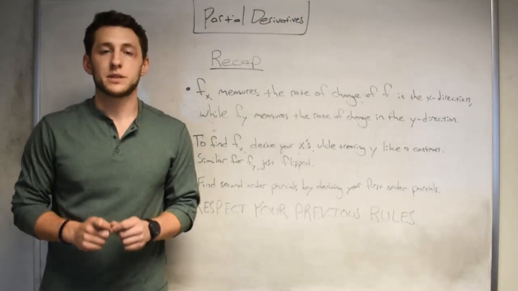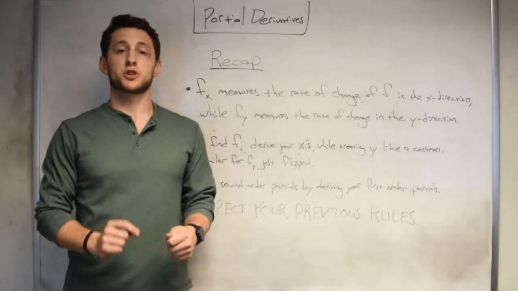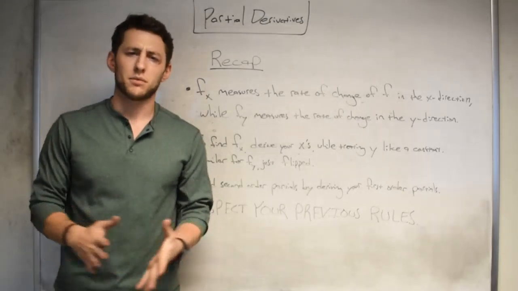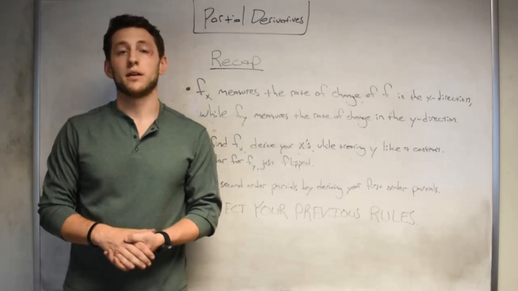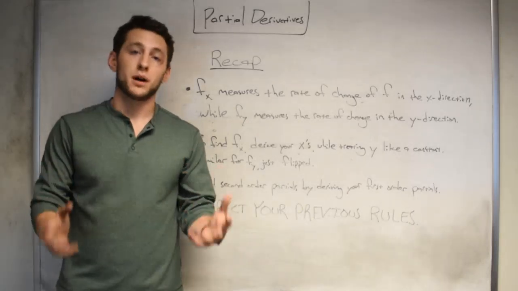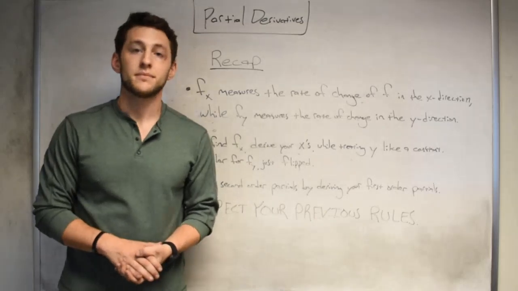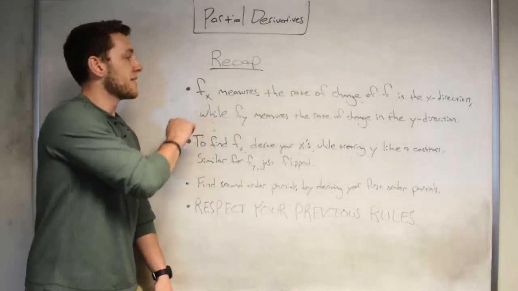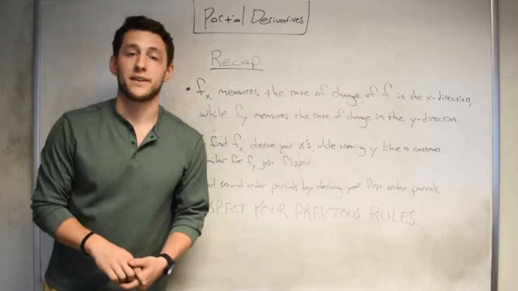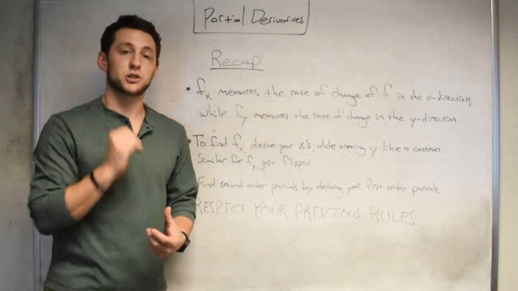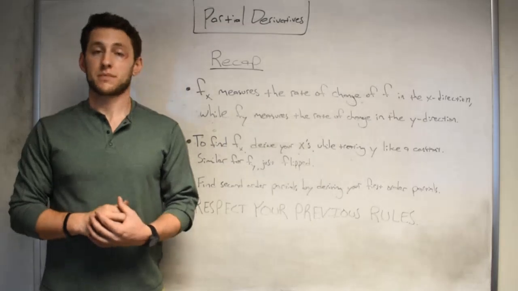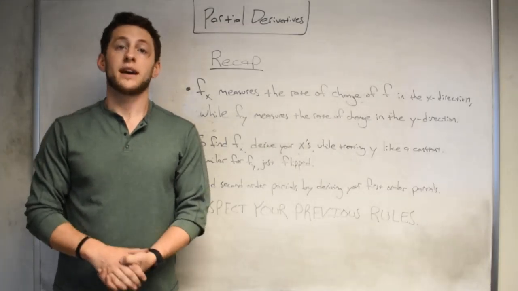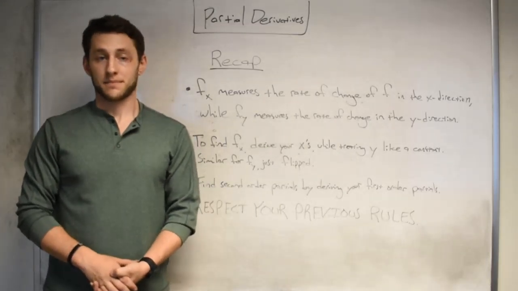Hey y'all, thanks for tuning in today as we discussed our partial derivatives. Now you might have been wondering the entire time, why do we call them partial derivatives? Well, it turns out we're only deriving part of the problem. So, as a recap, f sub x measures the rate of change of f with respect to the x direction, while f sub y measures the rate of change of f with respect to the y direction. They have no obligation to be the same.